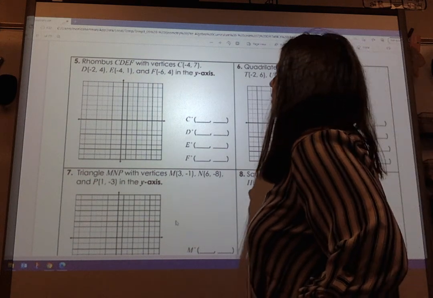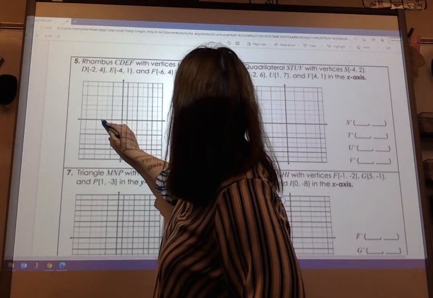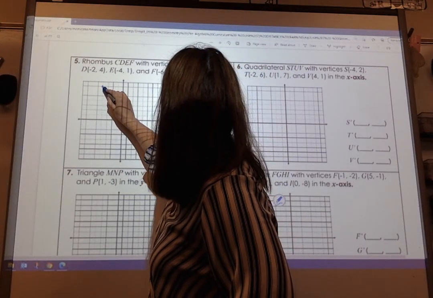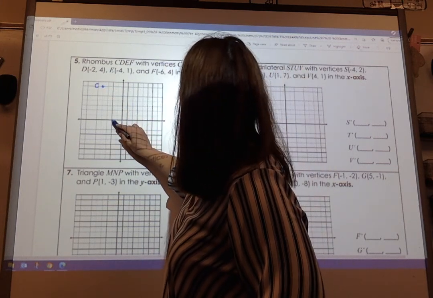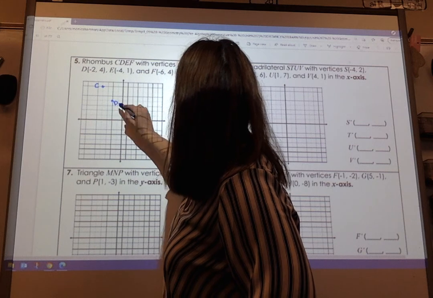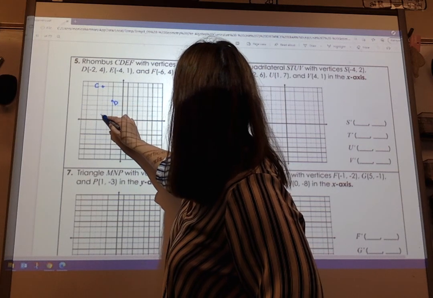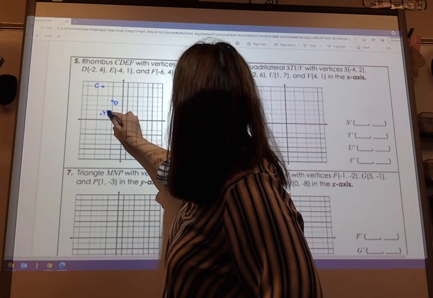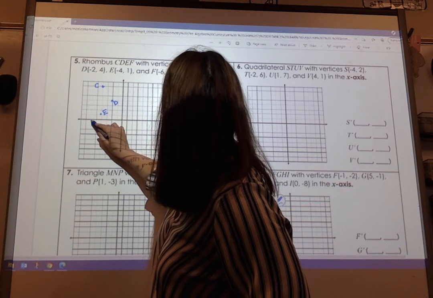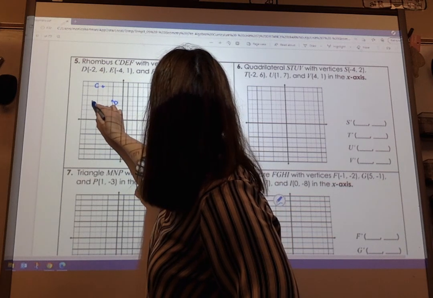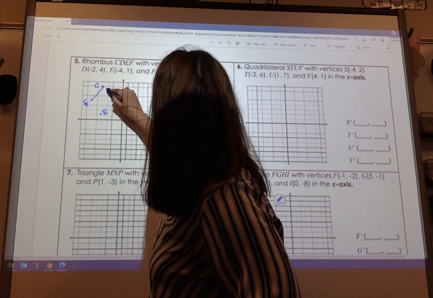A rhombus. So now let's do number 5. So we got -4, 7, and then 3, 6, 7. There's -4, 7, that's C. And then D is -2, 4. E is -4, 1. And F is -6, 2, 4, 6, and 1, 2, 3, 4. Okay, so, what am I doing? That's F.